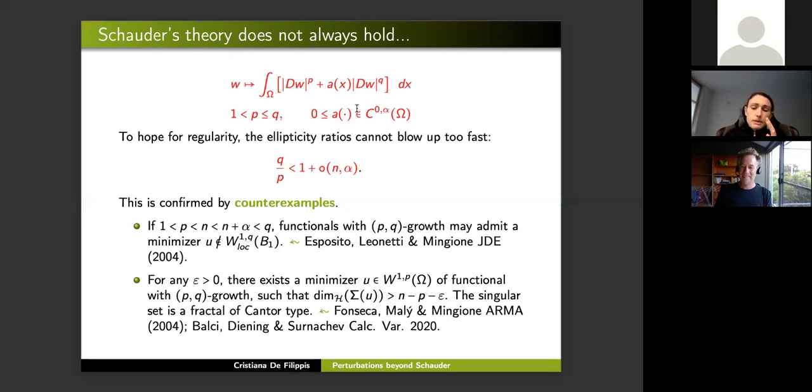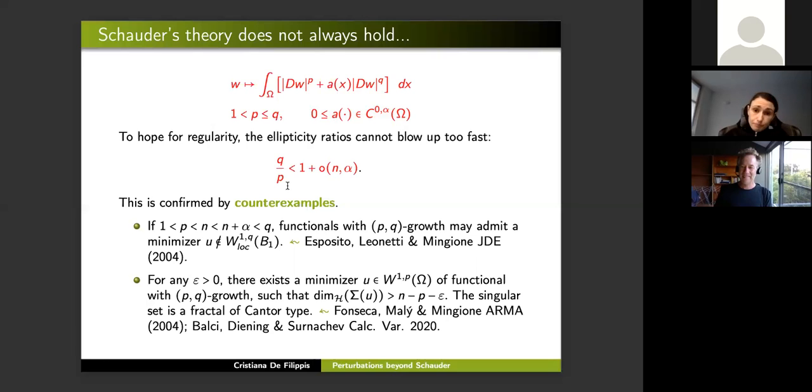So keeping in mind this, one could think that since the pathological behavior comes from the coefficient, then for getting Schauder estimates in this case, we not only need to take P and Q quite close, but this closeness needs to be quantified by the Hölder exponent of the coefficient. So we can also say another thing. It is not only necessary that A is Hölder for getting Schauder estimates, but this Hölder continuity must be quantified and needs to interact with the exponents.